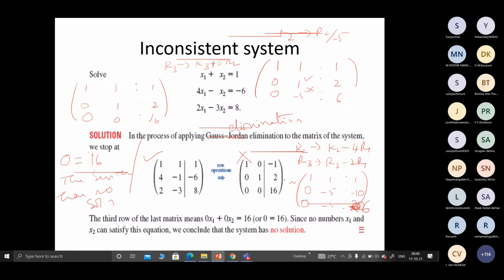So you can make out that when you reduce it by Gauss elimination, or when you convert the system into row reduced echelon form, you get a situation where this type of thing appears. See, 0x1 plus 0x2 equal to 16. That is a problem. You don't go for this matrix, you just look at this matrix. Both are the same only, need not worry.